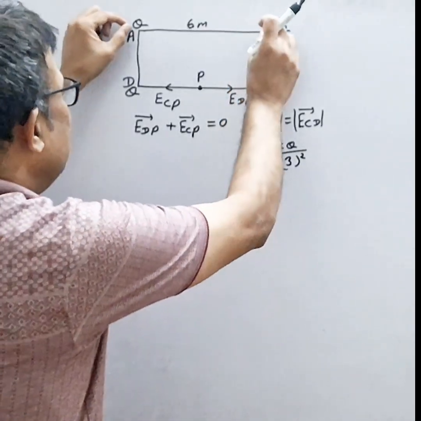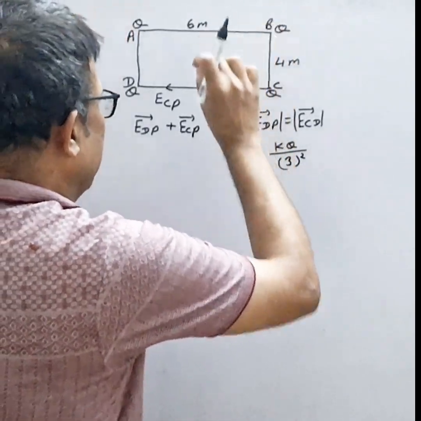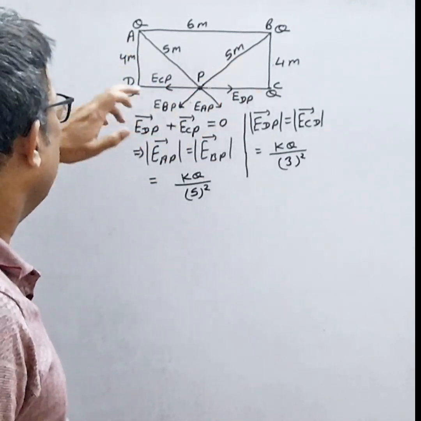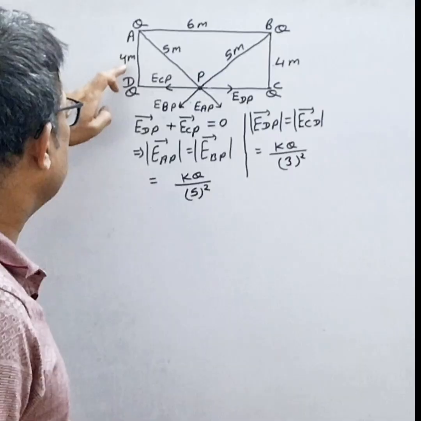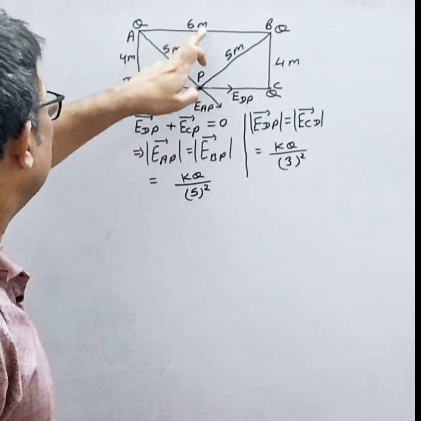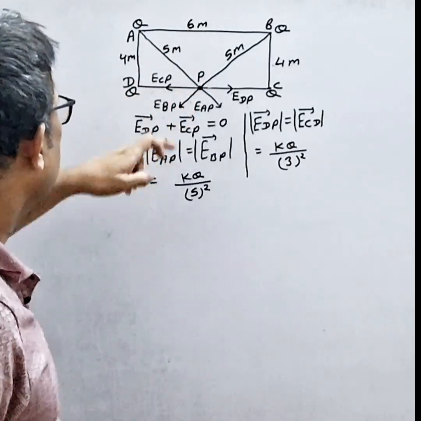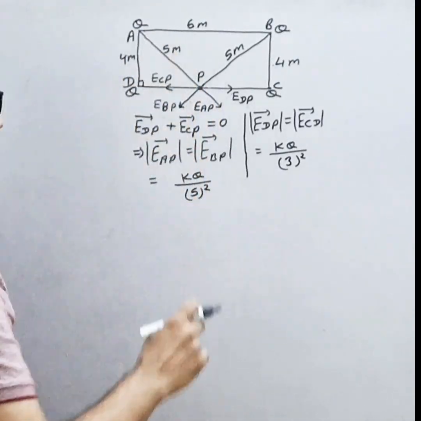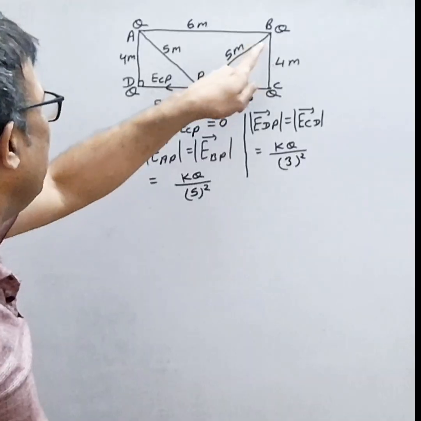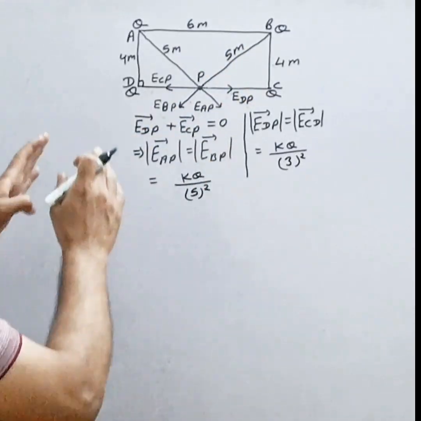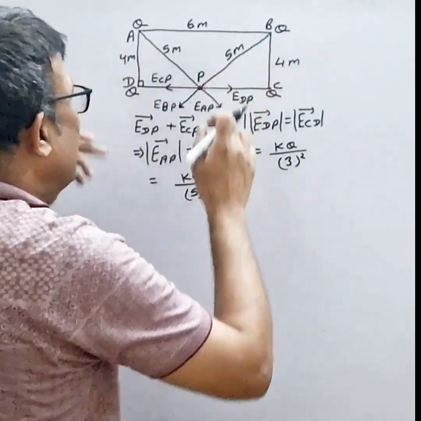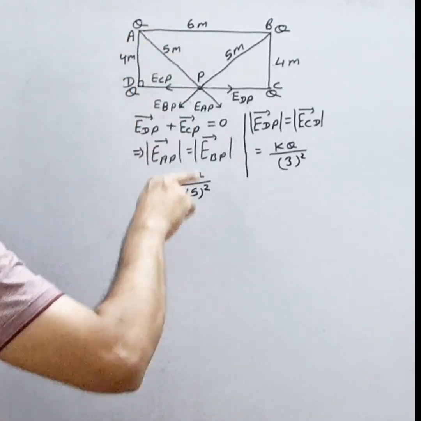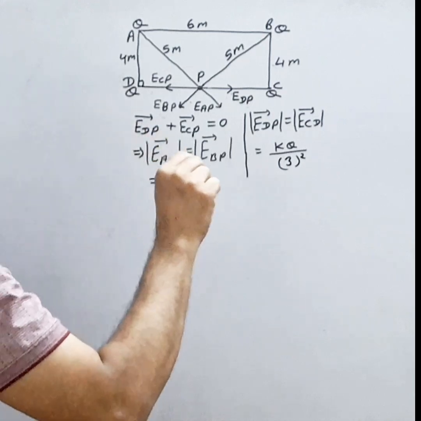Now we consider these two charges present at A and B. First, we find out the distance of P from A and B. As AD equals 4 meter and DP equals half of the 6 meter, that means 3 meter, by Pythagoras theorem we find out that the length of AP is 5 meter. Similarly, the length of BP will also be 5 meter. That means in this case also P is equidistant from A and B.